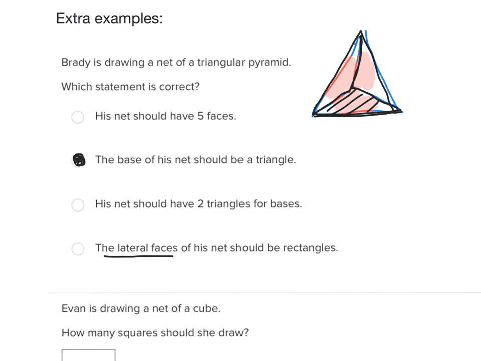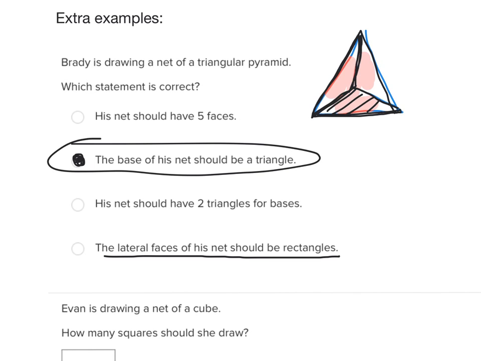The lateral faces of his net should be rectangles. The lateral faces are the side faces, and they're not rectangles. They're all triangles. The lateral faces of pyramids are triangles. So that's the only correct answer.